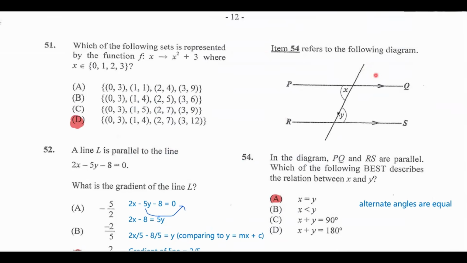Question 54 refers to the diagram below here. PQ and RS are parallel. Which best describes the relation between x and y? x is equal to y. They are alternate angles. They form the Z, okay? That's Z fashion. So x equals y, and alternate angles, we all know, are equal. So that's E.